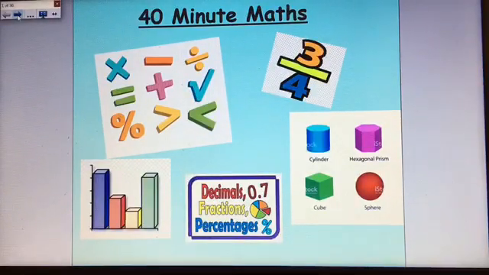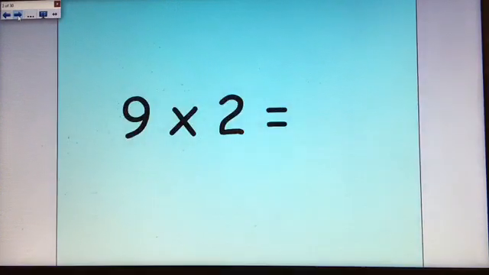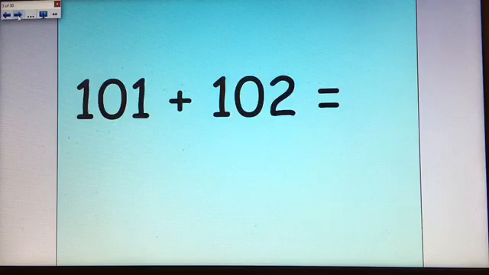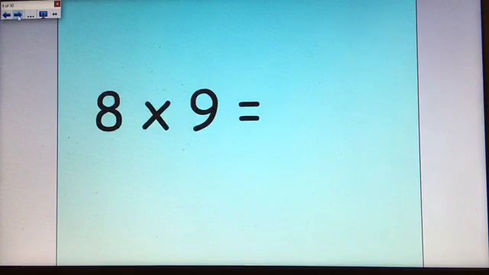Okay, so we're going to start off today with a little bit of can you go quicker than Mr. Gosling? So usual drill, you shout at the screen, I shout at the computer, whoever's first wins. 9 times 2, 18. 101, add 102, 203. 8 times 9, 72.